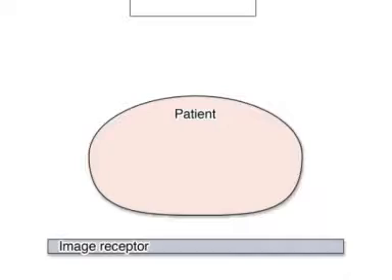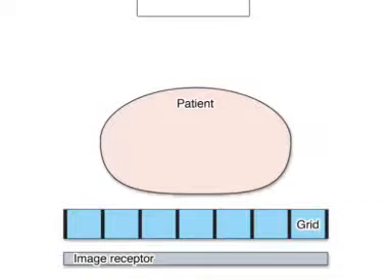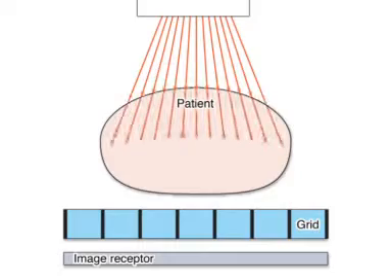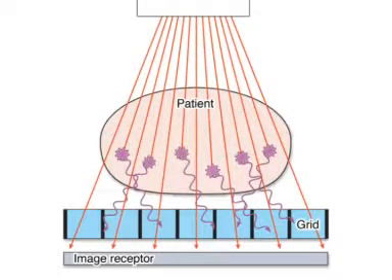A device which is used to overcome this problem is a grid. The grid is designed to absorb scatter radiation after it exits the patient and before it reaches the image receptor, so it is placed between the patient and the image receptor.